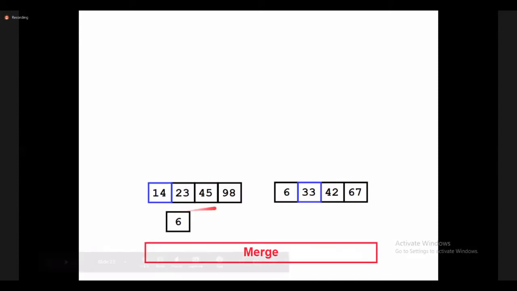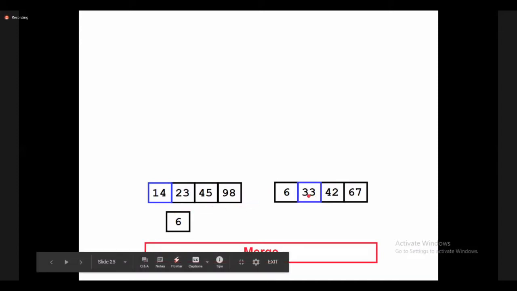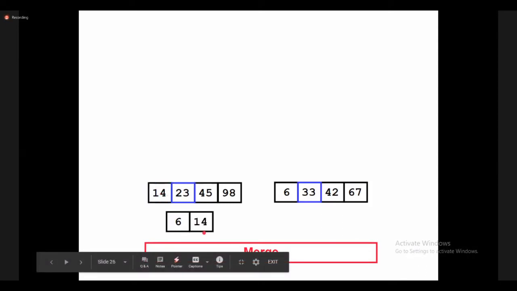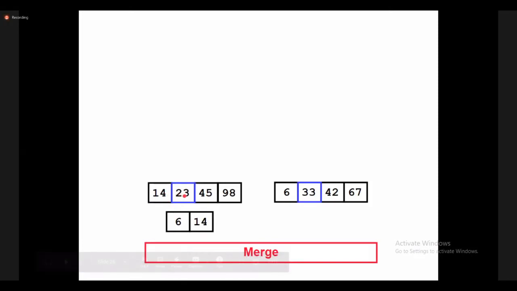So control is moved to 33. Again compare 33 and 14. 14 is less, so 14 is moved to the target array. Control moves in this list one more place. So 23 and 33. 23 is less, so 23 is moved to the sorted array and control moves one position to the right side, 45.